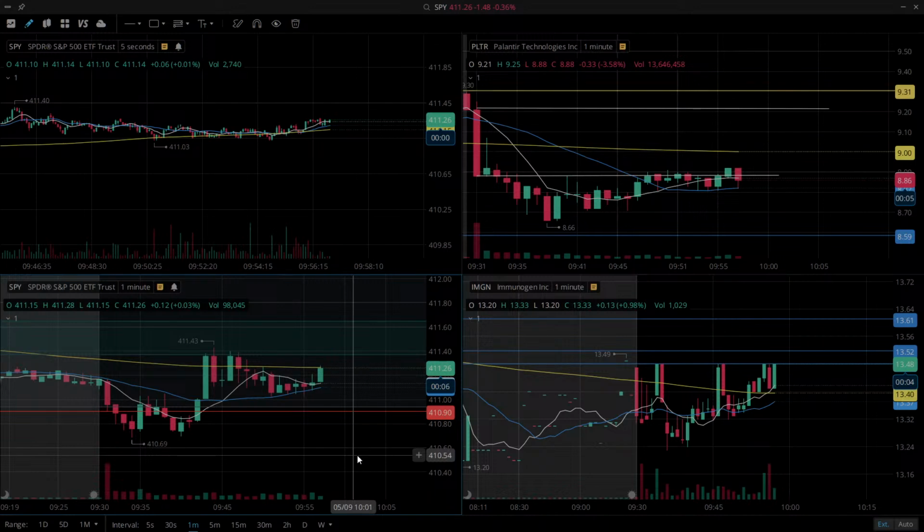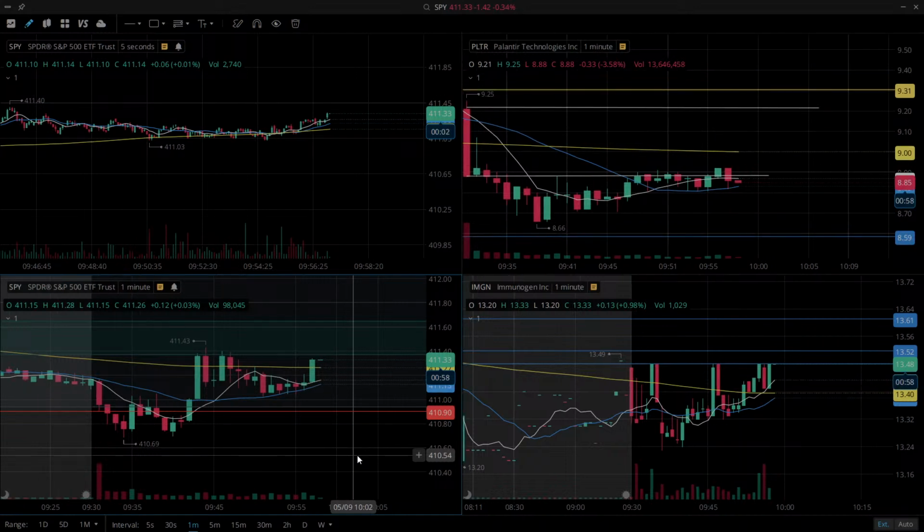Actually, the way that NQ is moving, if you look at NQ, this thing is just out of control. Right up to that liquidity zone. Let's see where we go now.